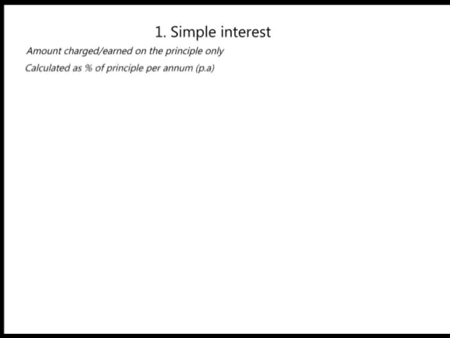Simple interest. Simple interest is the amount charged or earned on the principal only. It is calculated as a percentage of the principal amount per annum. If an amount P is borrowed at an interest rate of R% per annum for a time period T years, then interest I is given by I is equal to P times R times T over 100.